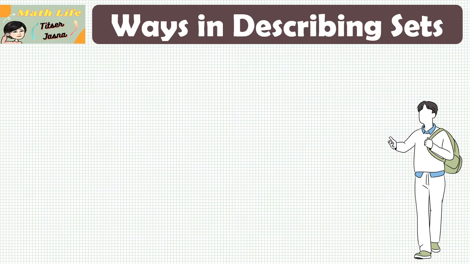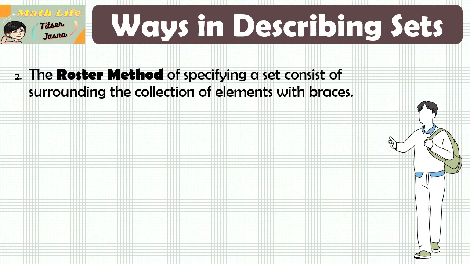Next one is the roster method. The roster method of specifying a set consists of surrounding the collection of elements with braces. So how are we going to write a set in roster method? Here are the examples.